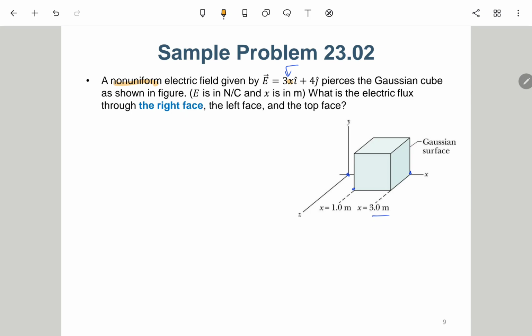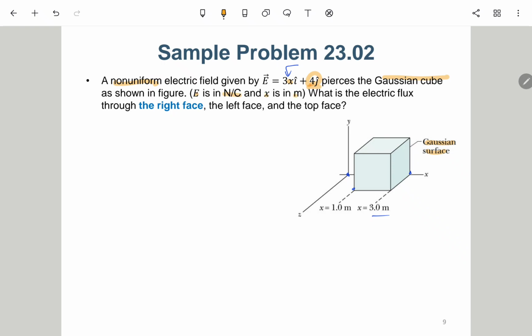So this x-axis component is related to its x-axis coordinate, and then plus 4j is a constant. So ijk, j is the y-axis component. And here's the Gaussian cube as shown in the figure. Gaussian cube means we assume this to be the Gaussian surface, and it is a cube. E is in N over C, and x is in meters.